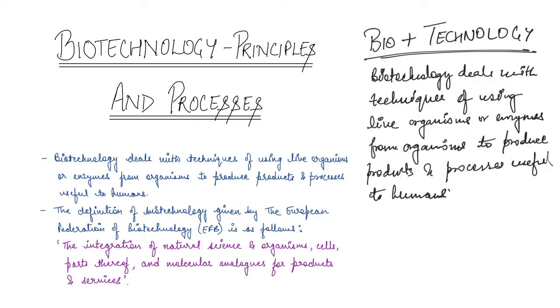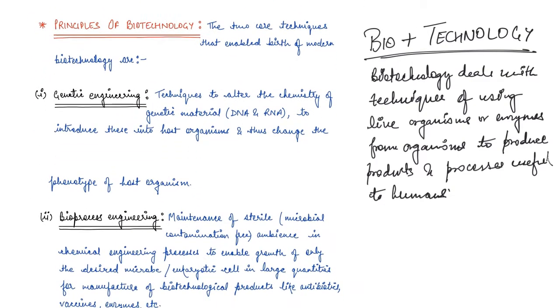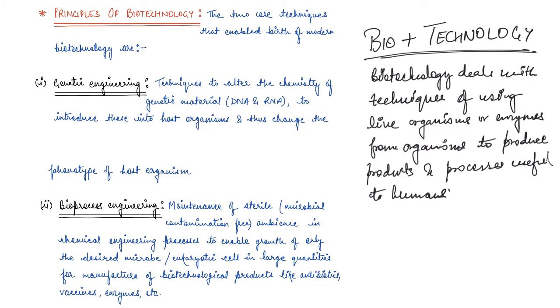Now let's see what are the principles of biotechnology. So basically there are two core techniques that enabled birth of modern biotechnology. So let's see what are these two core techniques. So the first one is genetic engineering. So basically in genetic engineering, what we do is we alter the chemistry of the genetic material. Now this genetic material can be a DNA or the RNA. So it can be a DNA or RNA.